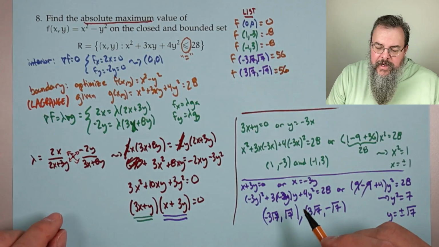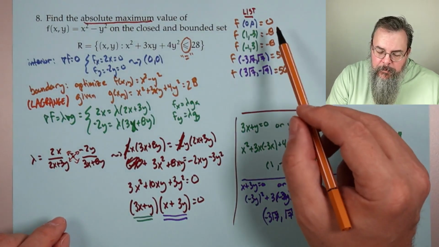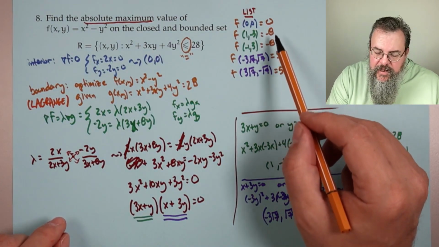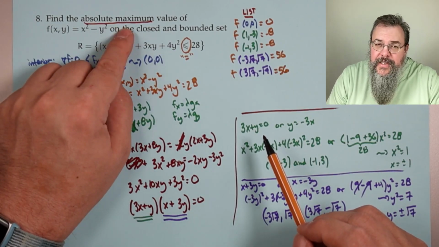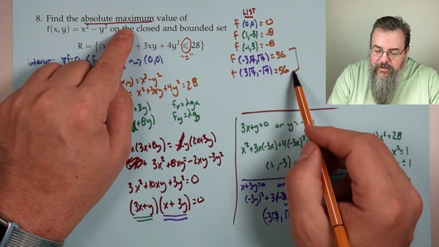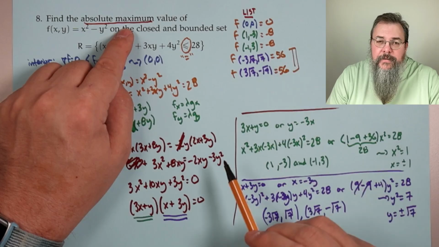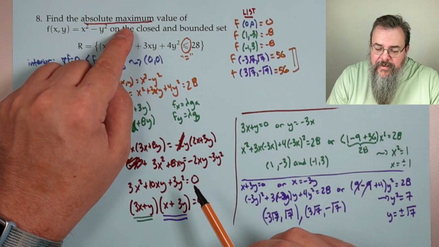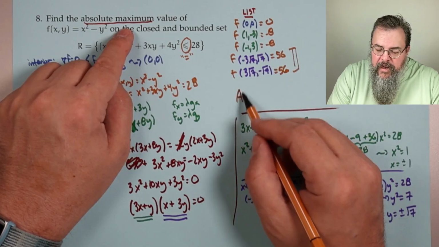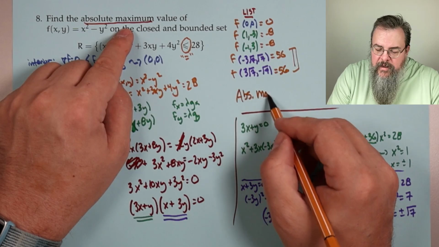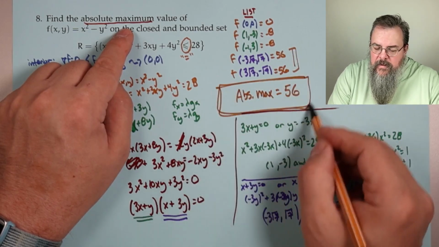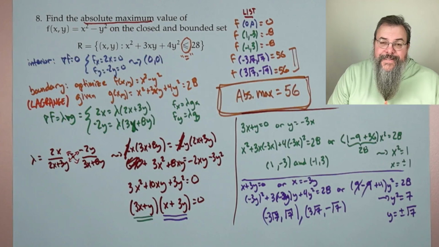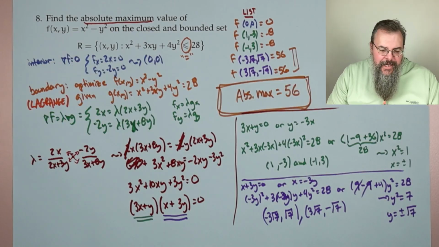And, all right, so we have possible values 0, negative 8, and 56. Well, we're looking for the absolute max. The largest value is the positive 56. So the absolute max is 56. And that's it. We're done.